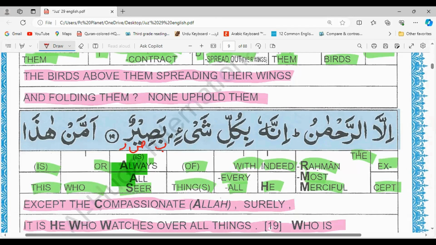Basir is the one who is all seer, who can see everything, and who even can see the needs of the creature as well. Allah subhanahu wa ta'ala made birds to fly in the air. So for that reason, he gave them wings, and he fashioned the wings in such a way that they help the bird stay in the air, and the wings support or balance the body of the bird in such a way that it doesn't fall down.